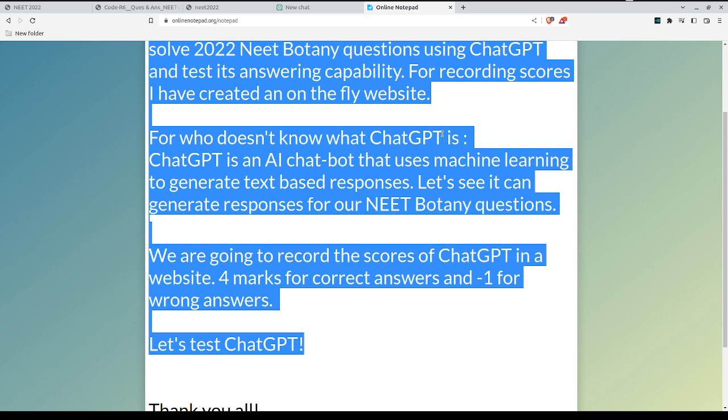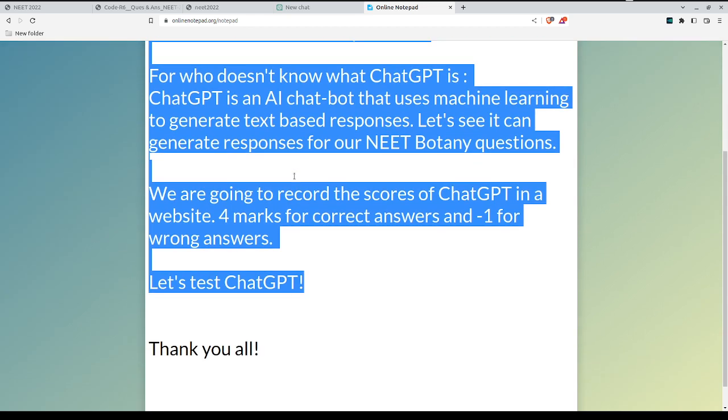For those who don't know what ChatGPT is, ChatGPT is an AI chatbot that uses machine learning to generate text-based responses. Let's see if it can generate responses for our NEET Botany questions. We are going to record the scores of ChatGPT on a website: 4 marks for correct answers and -1 for wrong answers. Let's test ChatGPT.